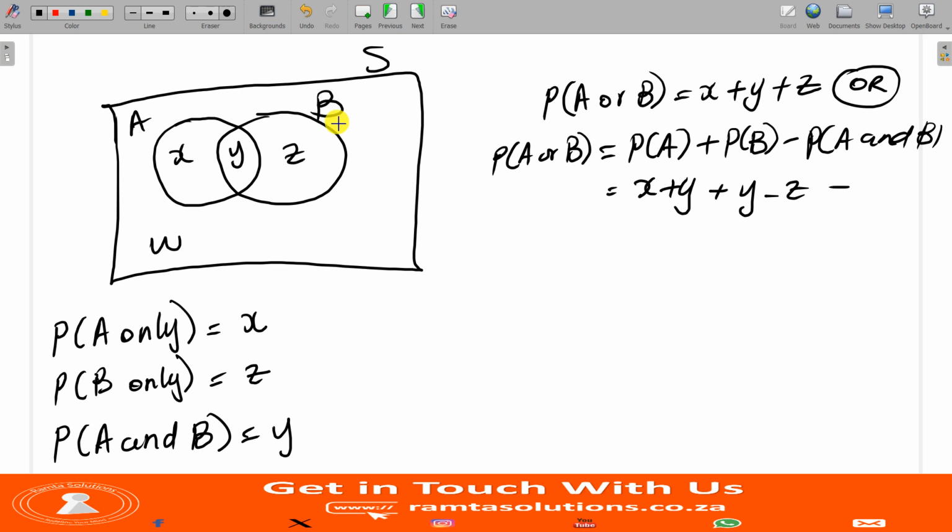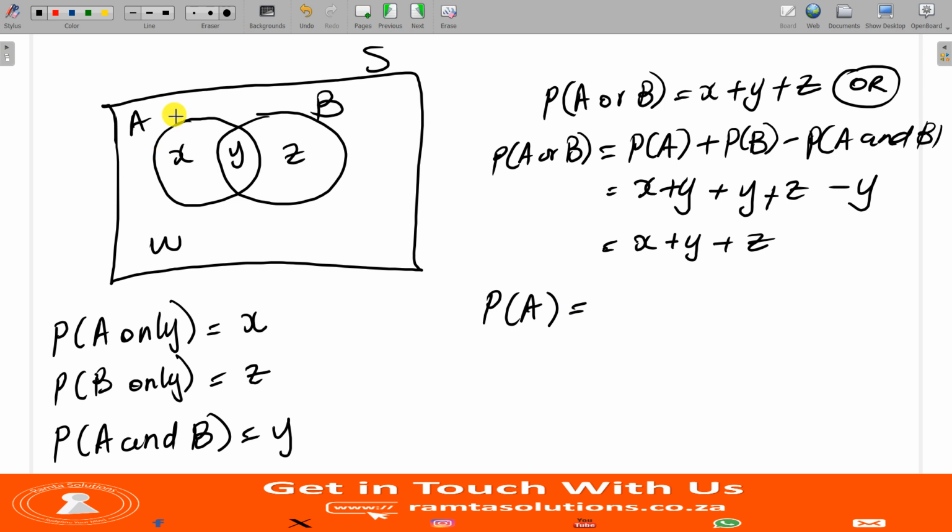What is probability of A and B? It is Y. So what is this? As you can see, you have two Y's, but then you have minus Y. Again, this becomes X plus Y plus Z. Remember, when you collect like terms, 2Y minus Y obviously becomes Y, and it's exactly this.